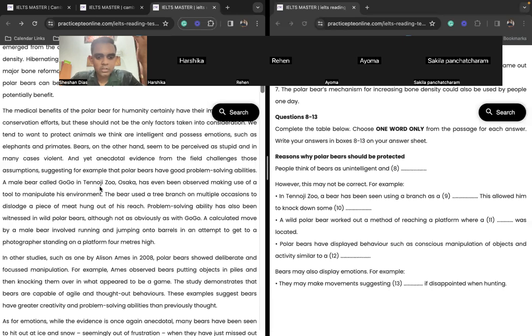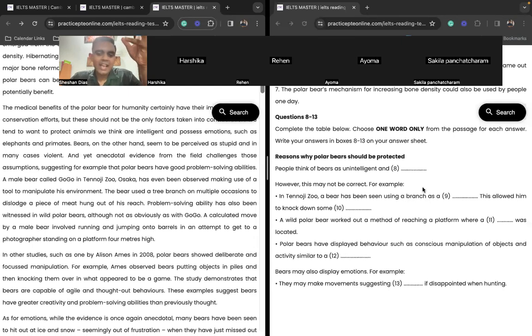We look at this first. Tennoji Zoo is here. A bear has been using a branch as a blank. Okay, a branch, it doesn't really have any other synonyms, right? So we can probably look for that word as well. Branch, right? Okay, so let's read from here. A male bear called Gogo in Tennoji Zoo, Osaka, has even been observed making use of a tool to manipulate his environment. The bear used a tree branch on multiple occasions. Okay, the bear used a tree branch as a tool.